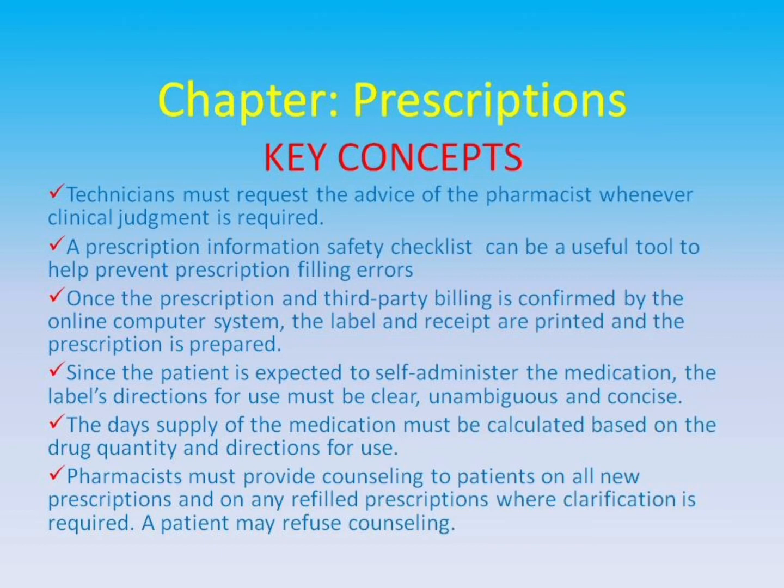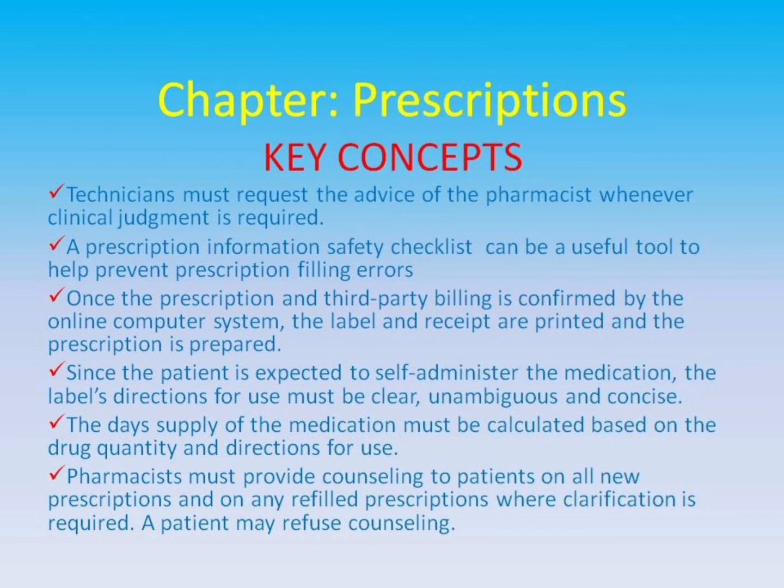A prescription information safety checklist can be a useful tool to help prevent prescription filling errors. Once the prescription and third-party billing is confirmed by the online computer system, the label and receipt are printed, and the prescription is prepared.